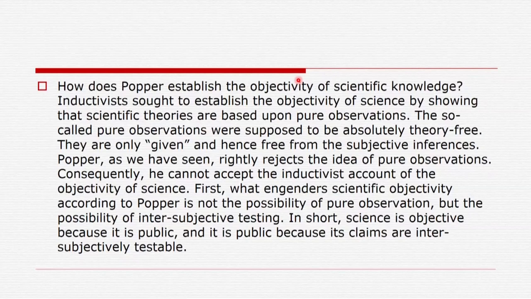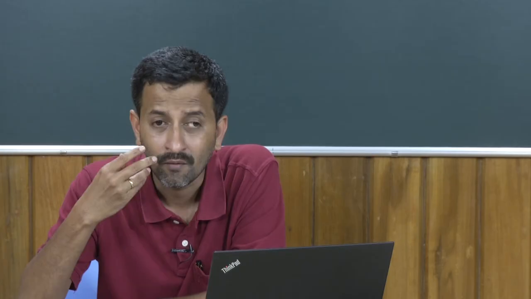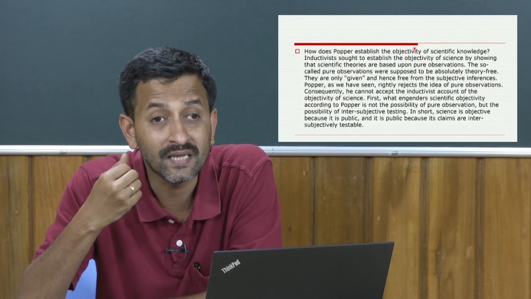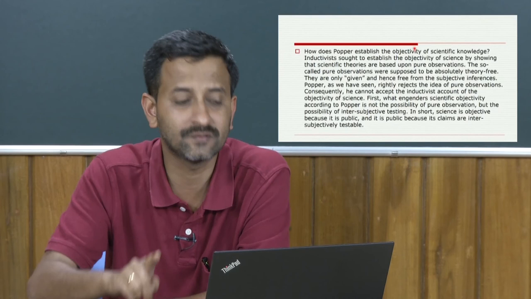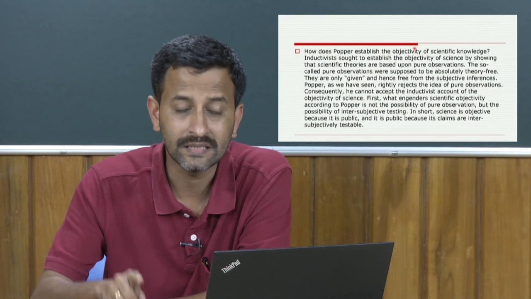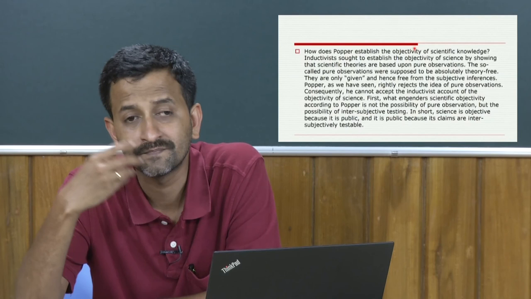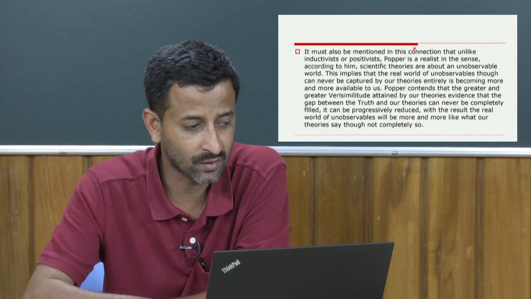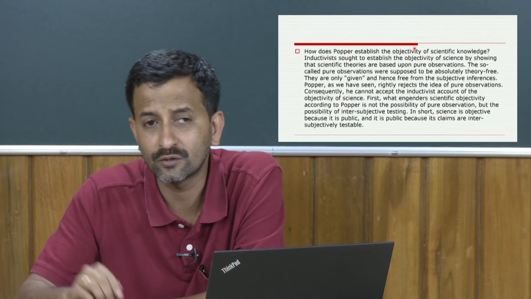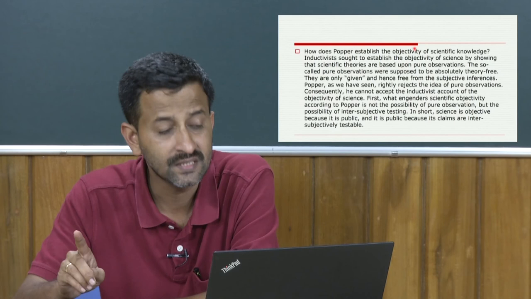I mean, how does the possibility of intersubjective testing come up? Because science is public. Science can be publicly accessed, and as science is public, it is public because its claims are intersubjectively testable. Secondly, we are still with the notion of how Popper tries to establish the objectivity of scientific knowledge. First, as we said, what engenders scientific objectivity, according to Popper, is not the possibility of pure observation, but the possibility of intersubjective testing.